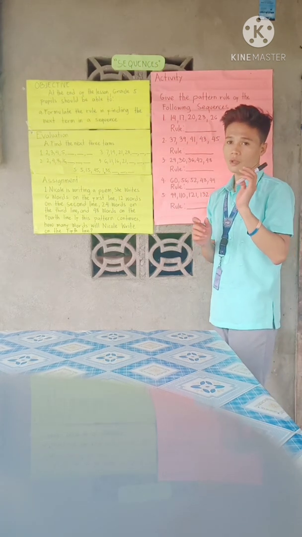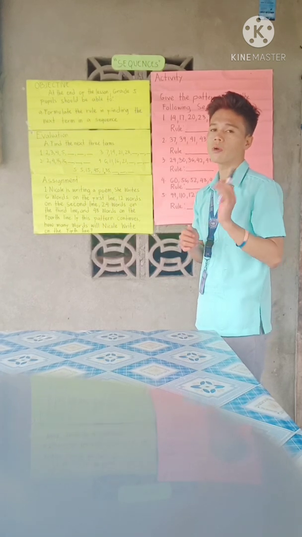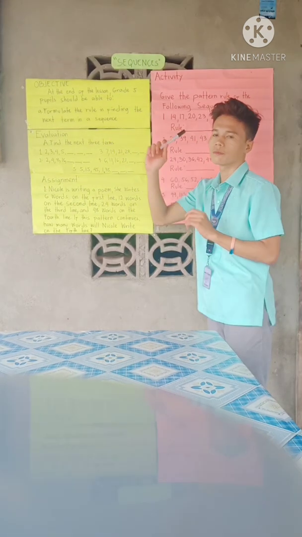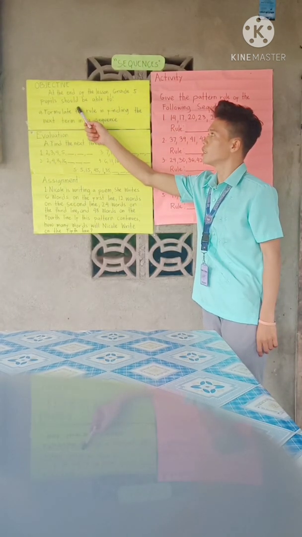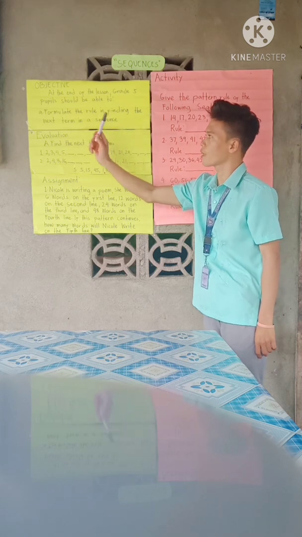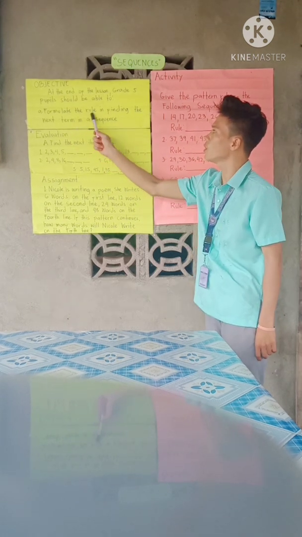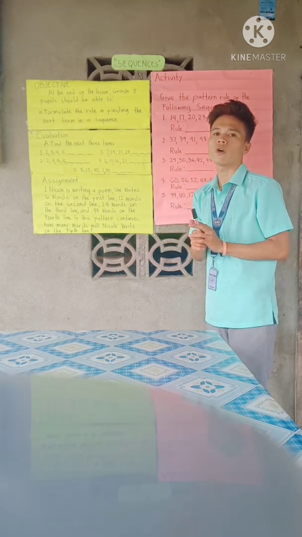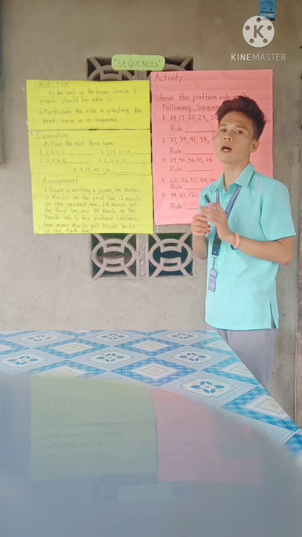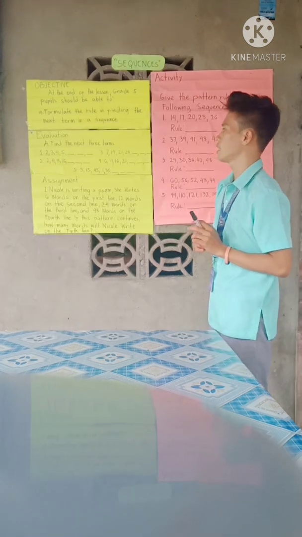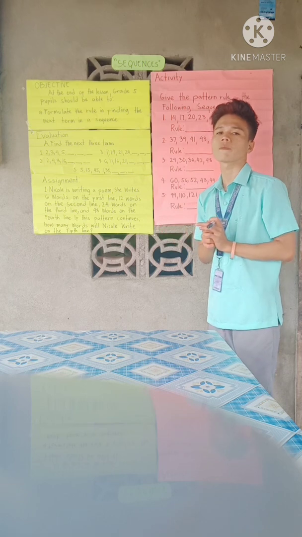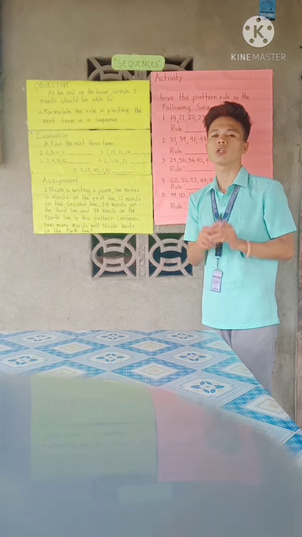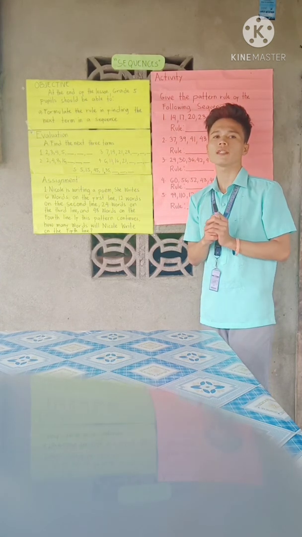So, let me read to you the objective. At the end of the lesson, grade 5 pupils should be able to formulate the rule in finding the next term in a sequence. So, our topic, class, is all about sequence. As you can see, class, I have here a short video presentation, and you are going to listen and copy it.